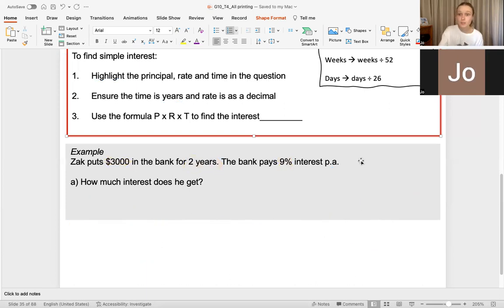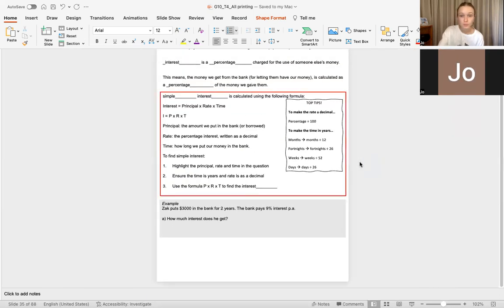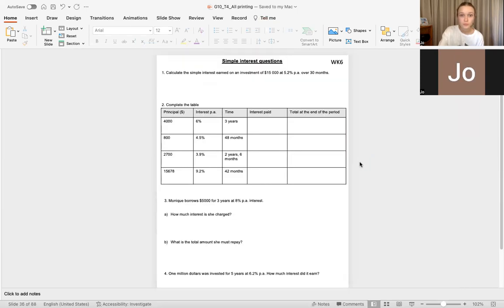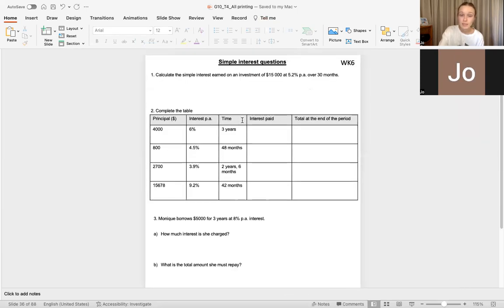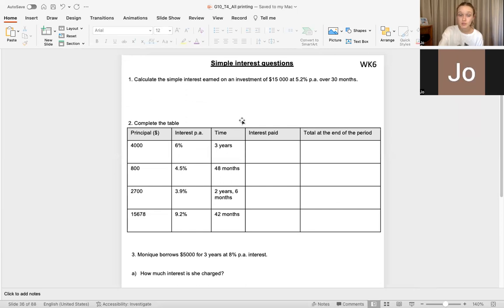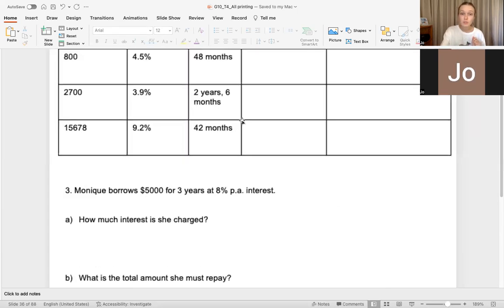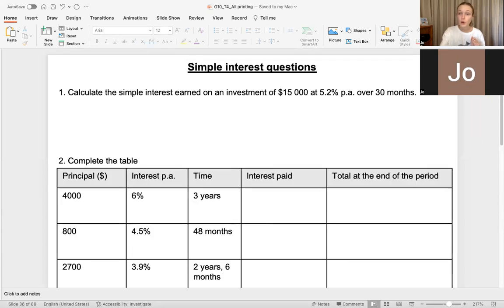Let's have a look at the next page. Now, this is more exercises getting you to practice the simple interest formula. Okay, it says calculate the simple interest, just going to zoom in a bit more, earned on an investment of $15,000 at 5.2% over 30 months. An investment means I put my money into the bank. An investment is good for me.